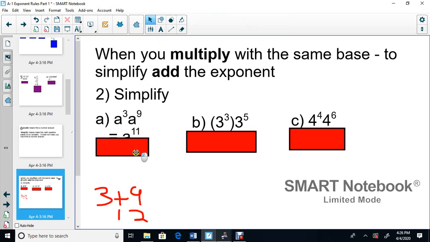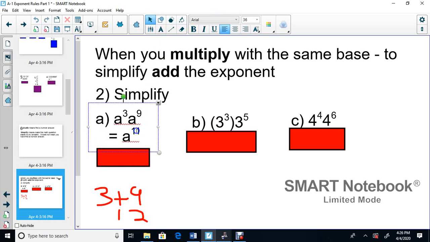So if we move that box, it should be 12, not 11. So let's just type and put the 12 correctly on the top. I guess I can't change it. I can. 12. So 3 plus 9 is 12.